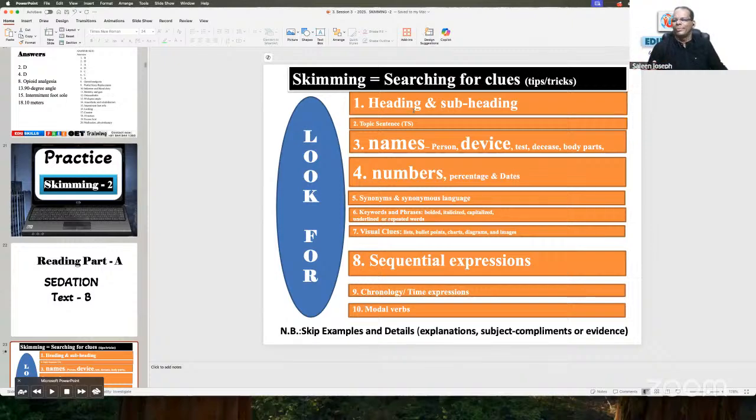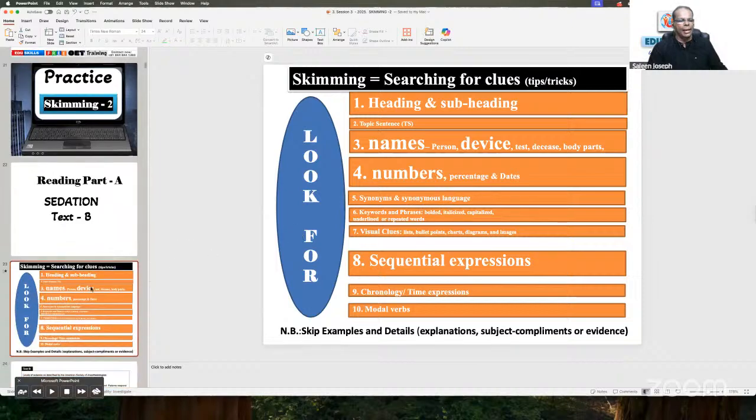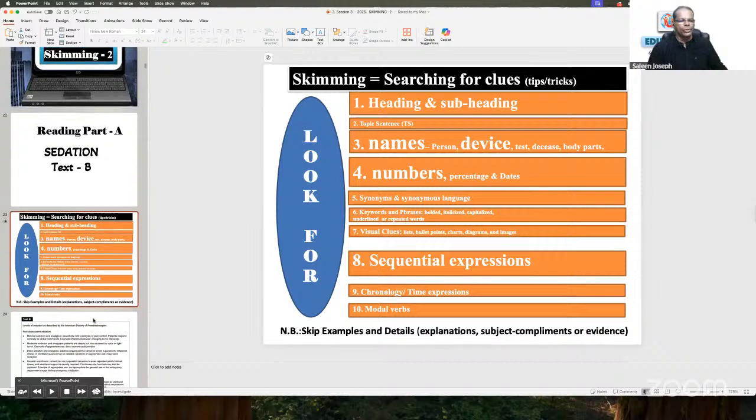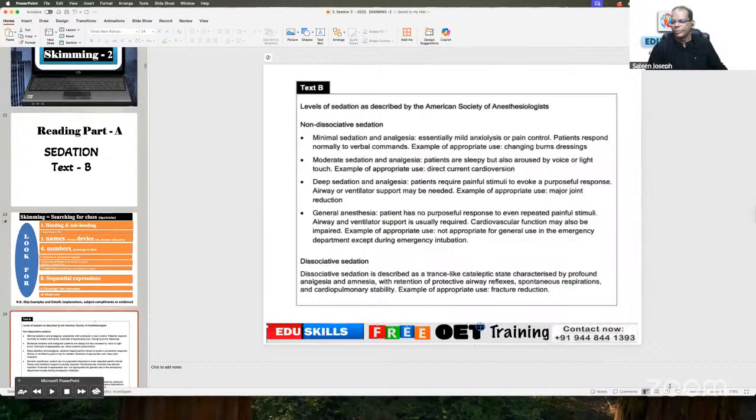Only some of them. For example, the next one we are looking into, text B, we will have heading and subheading, names, device, numbers, sequential expression. Other things are not there. Even what I have done here small, those things don't appear in this text. So let's see, this is the text.